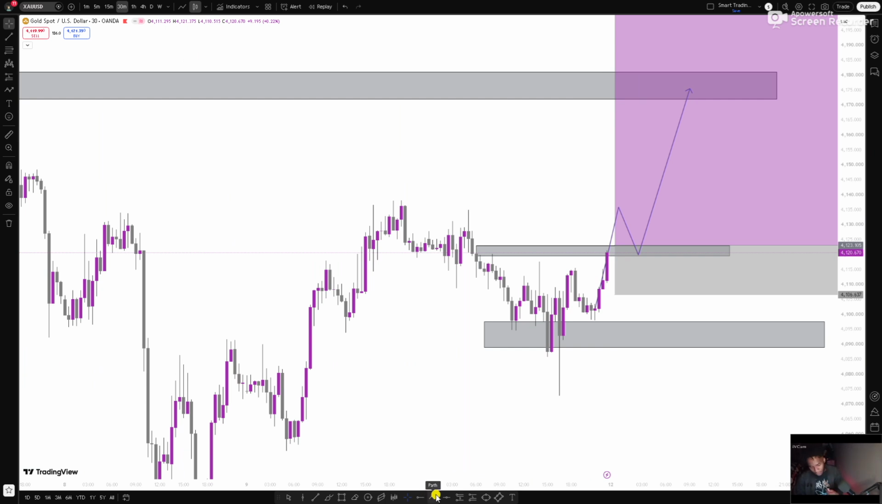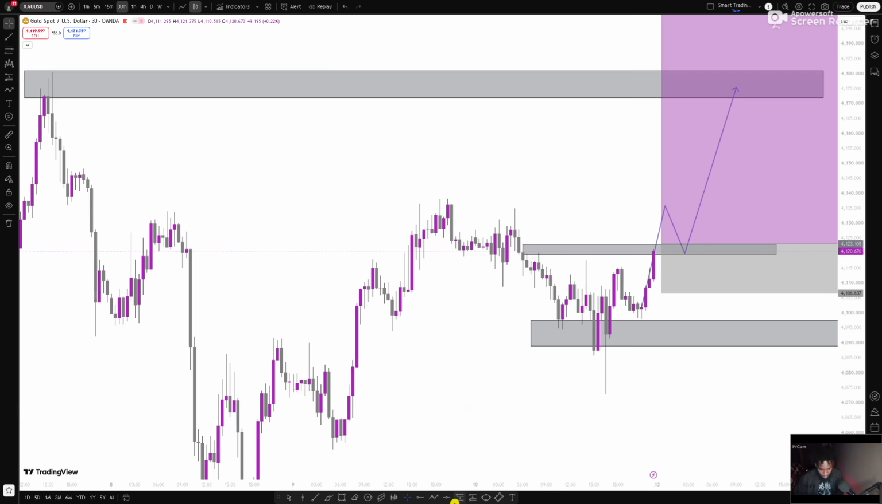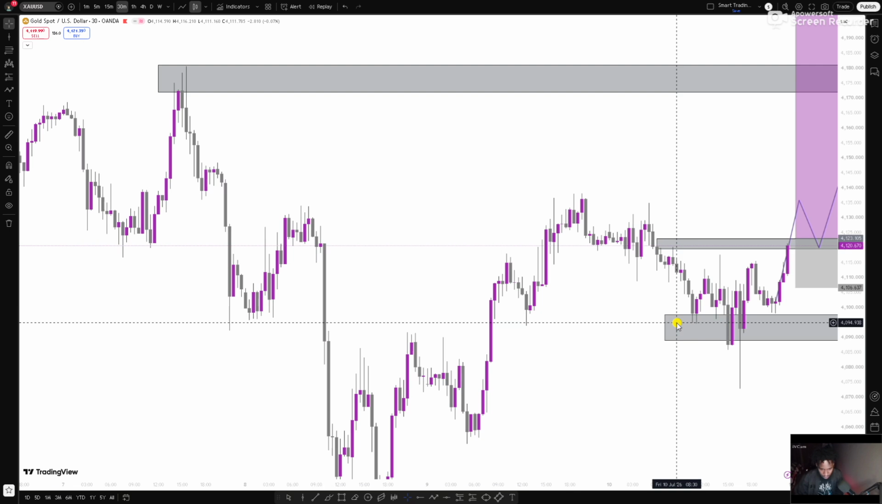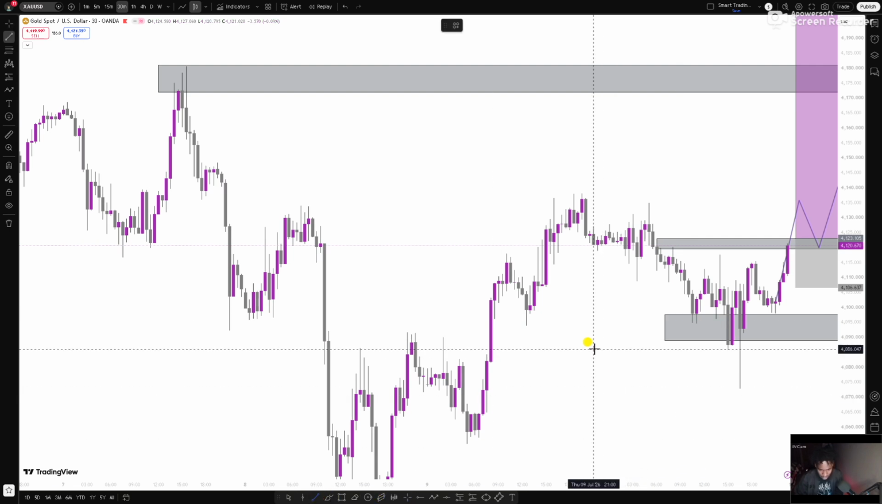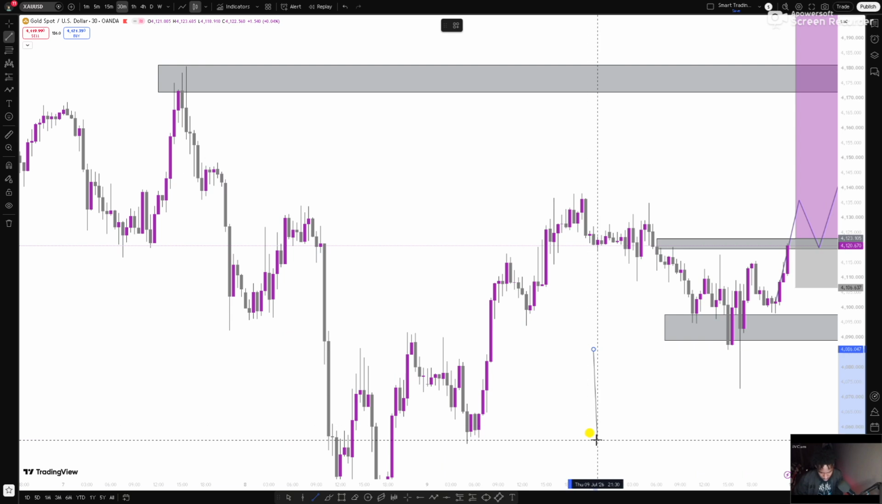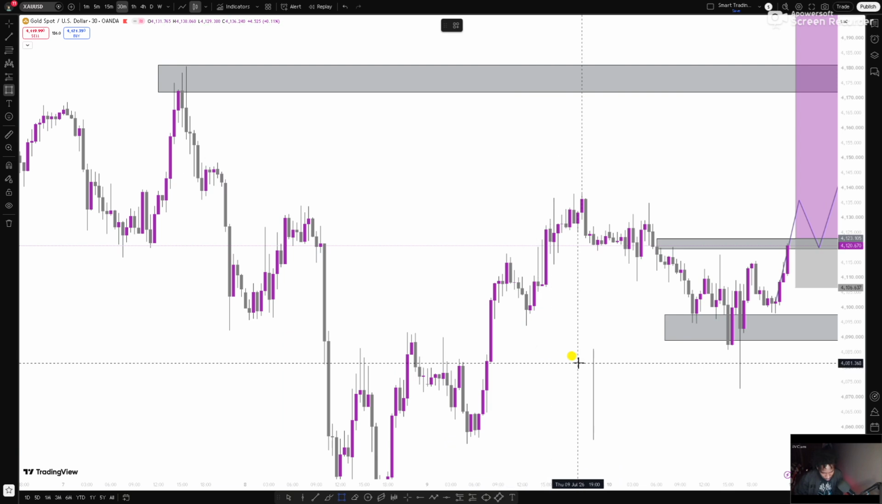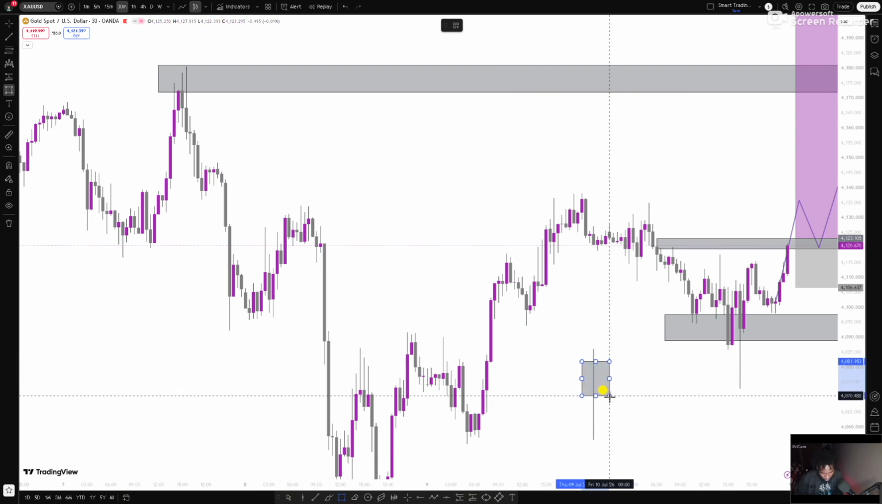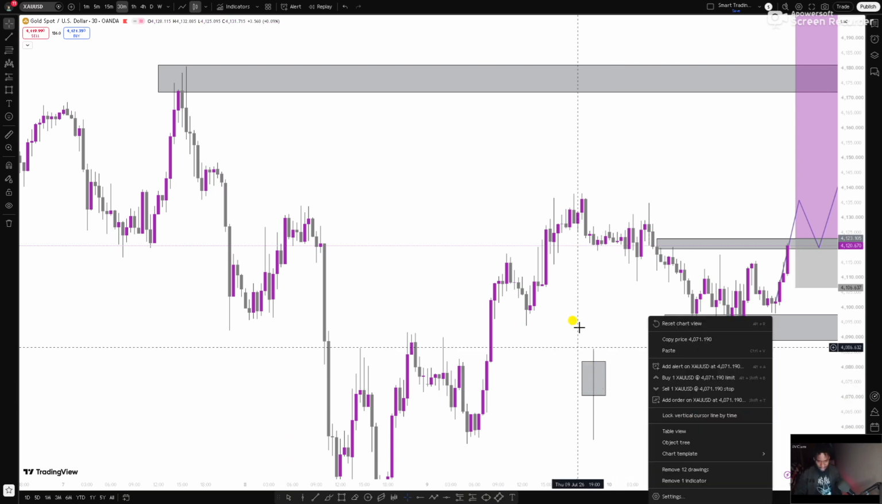Me, personally, I'm using a hammer candle to take my buys. Which one is a hammer candle? You know it, guys. Let me try to draw it. So it looks like this. Give me a minute, I'm cooking right over here. Yeah, it looks like this, guys. You see it?